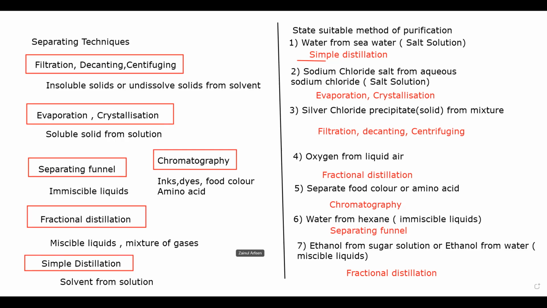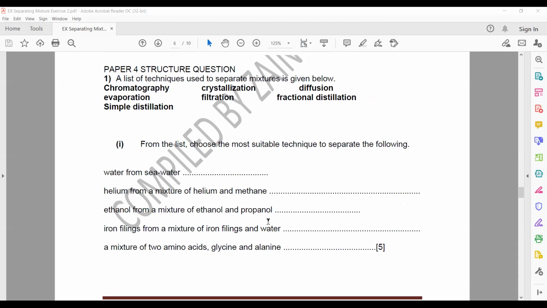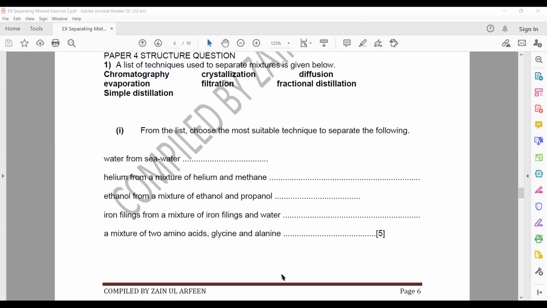Now more questions related to this part I'll share with you. And I want participation from everyone. So you can use screen annotation to state the answer from the list. The list of techniques used to separate the mixture is given below: chromatography, crystallization. The spelling of crystallization can be with a Z or an S, both are acceptable. You don't have to bother about that. Diffusion, evaporation, filtration, fractional distillation, and simple distillation.